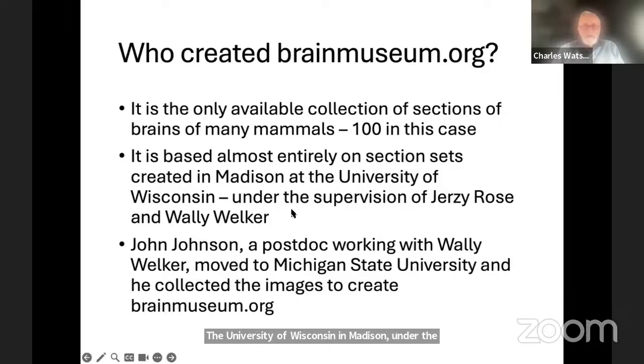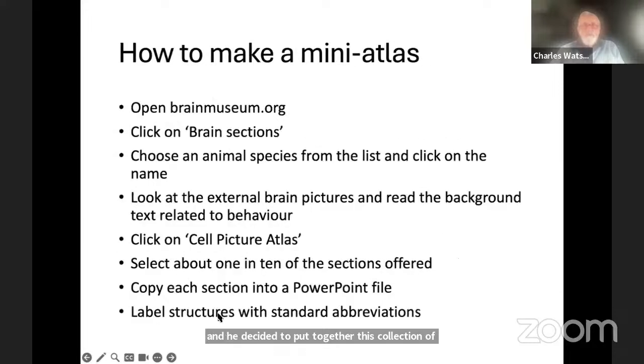They're no longer surviving, and neither is John Johnson, who was a postdoc working with Wally Welker. He moved to Michigan State University sometime in the late 60s, and he decided to put together this collection of images to create brainmuseum.org. If you want to do one yourself, it's not awfully hard.